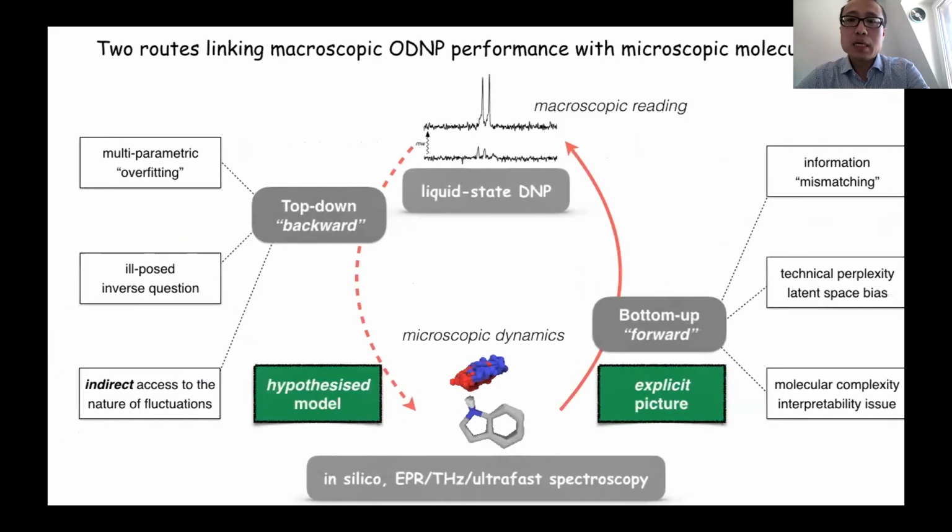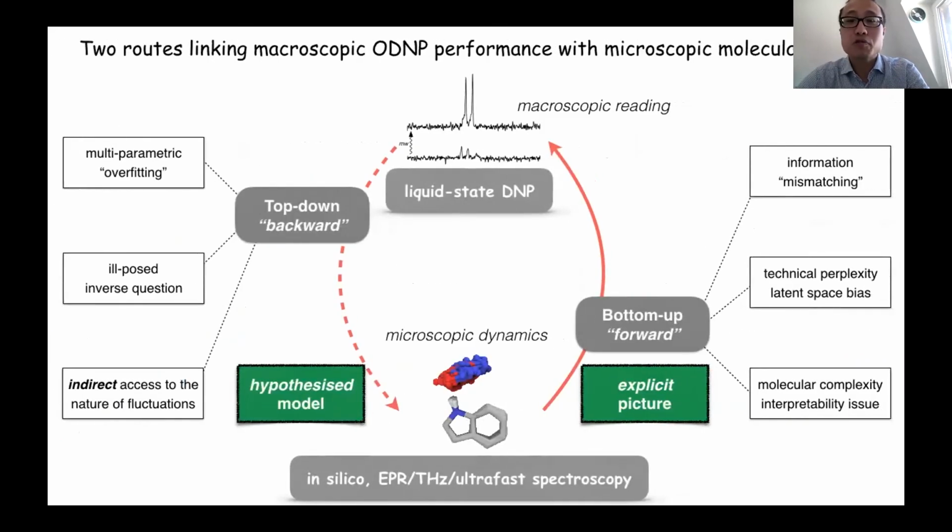For this, we actually took a very different approach from the literature. We call it the bottom-up or forward approach. Namely, we do extensive QM/MM simulations of our molecular target, so we can get an explicit picture of the dynamics and extract the dynamic features that are relevant to the Overhauser DNP performance observed on the macroscopic samples.